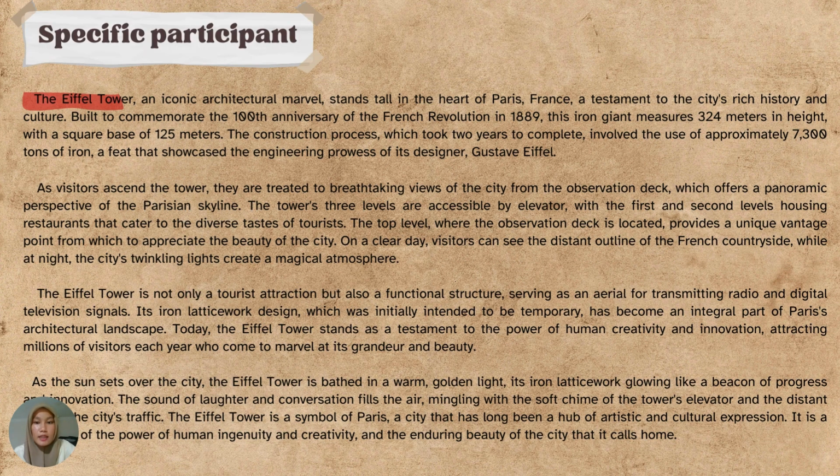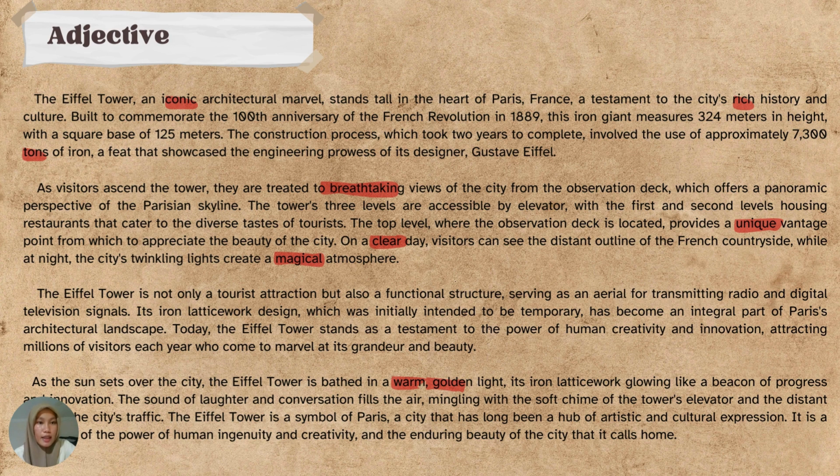And then let's analyze the language features of the descriptive text. The first one is a specific participant, because this text tells about the Eiffel Tower. So the specific participant is the Eiffel Tower. And using adjectives, there are so many adjectives in this text, for example iconic, rich, tones, breathtaking, unique, clear, magical, warm, and golden.